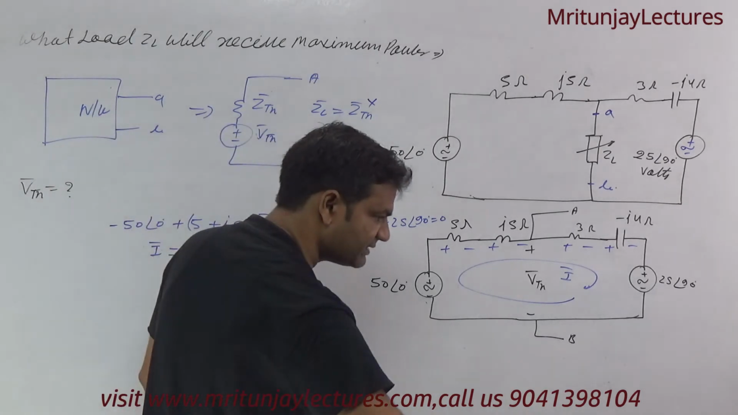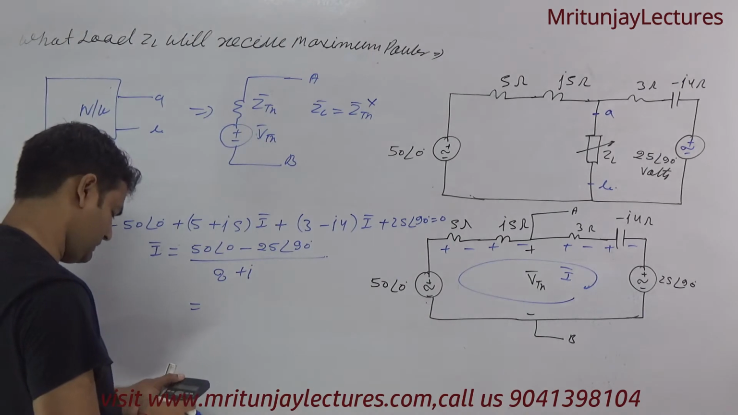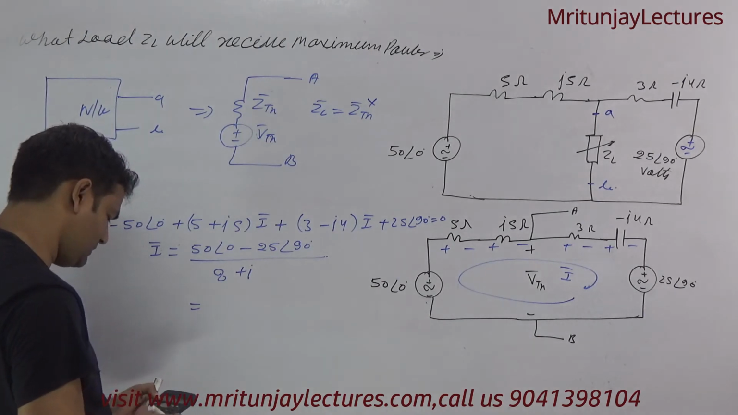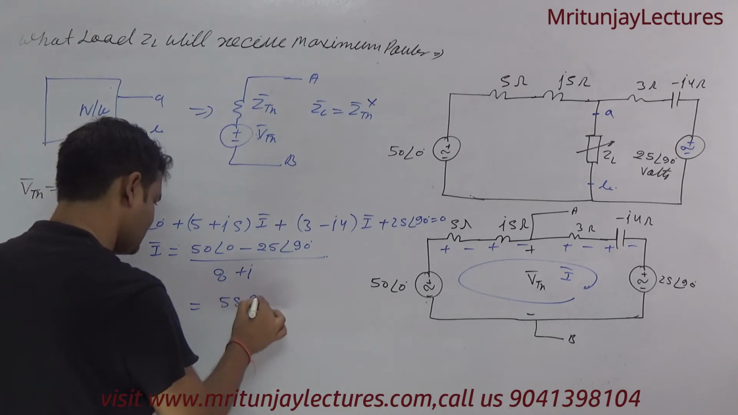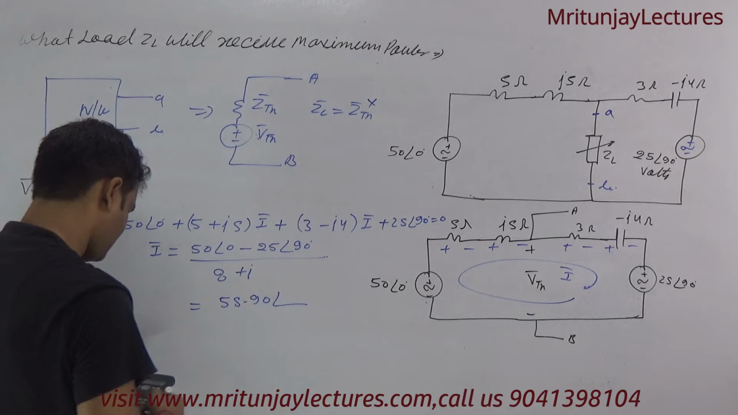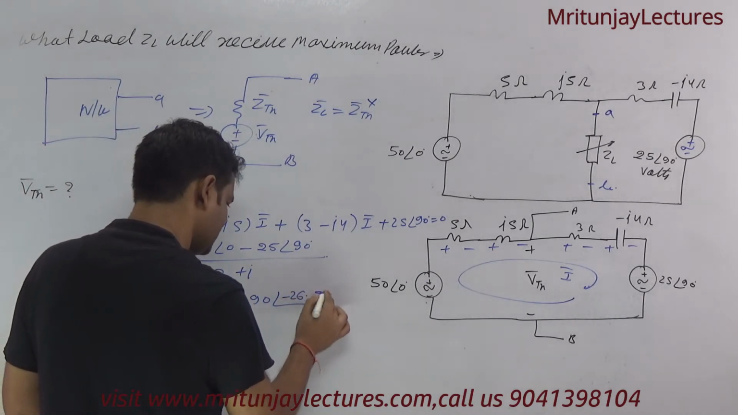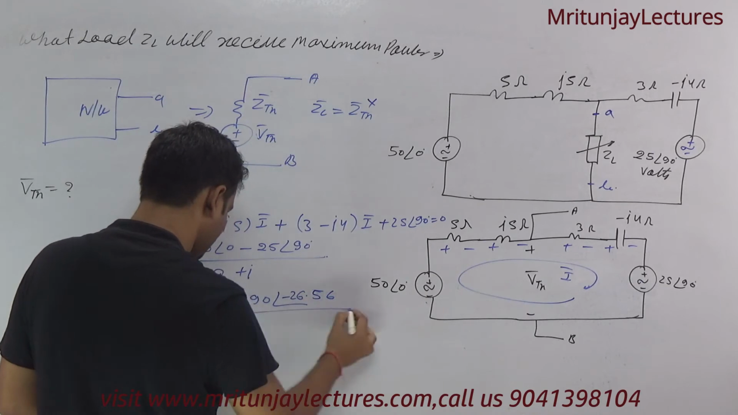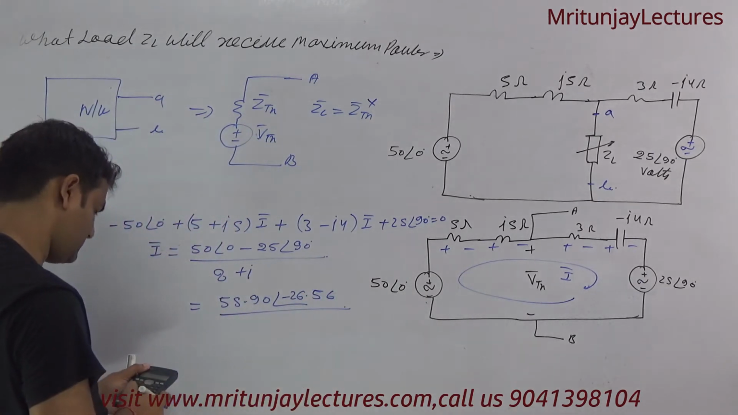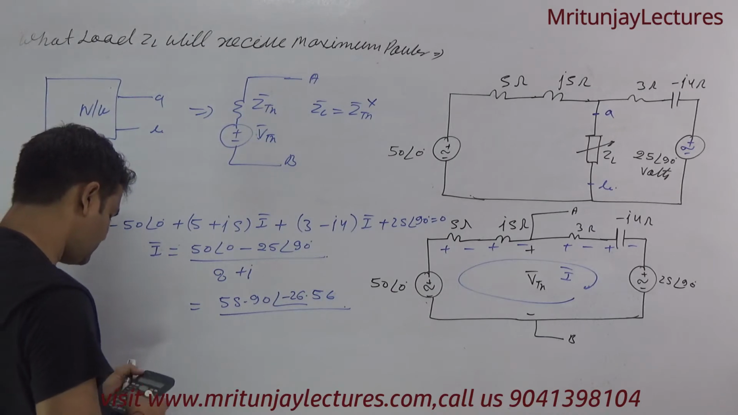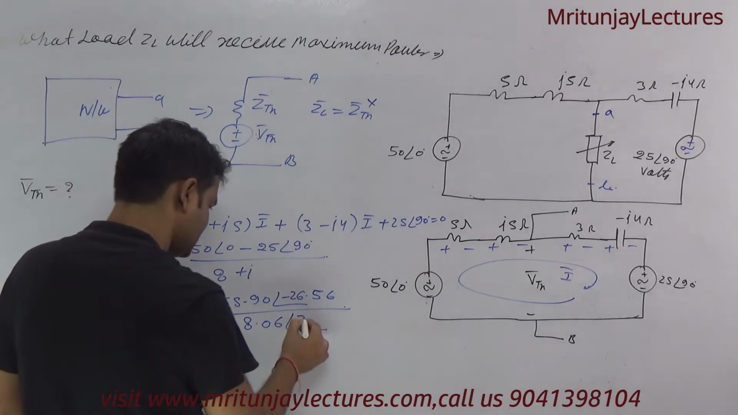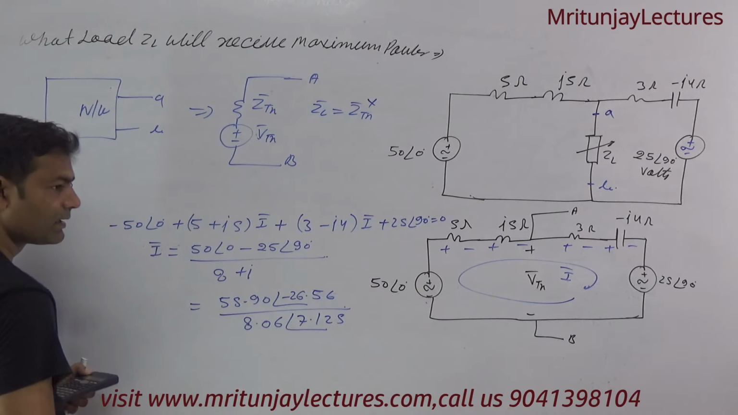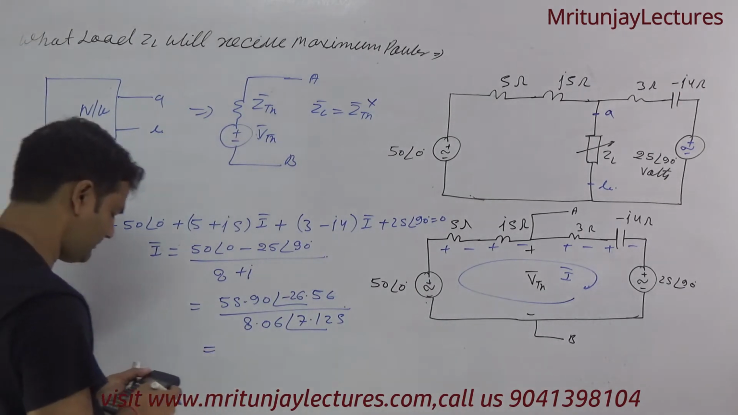So it is written as 50 at the angle 0 minus 25 at the angle 90. So finally that is 55.90 at the angle minus 26.56, divided by 8 plus j. If it is converted into polar form, that is 8.06 at the angle 7.125. Okay. Now what about I finally?